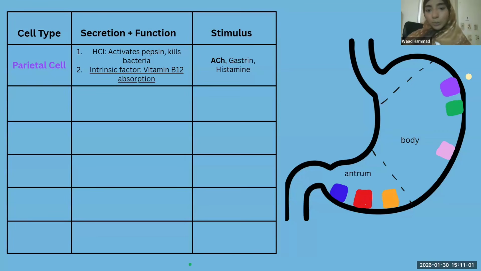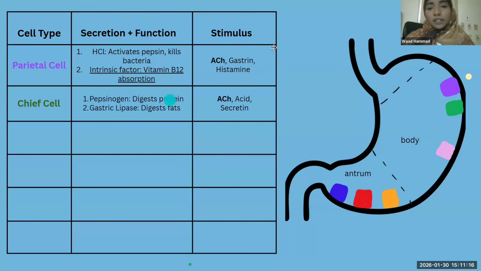So when she does eat, it's going to be there already. Gastrin, you're going to see it in just a second. It's a secretion that one of the cells secretes, and histamine is also something else that is secreted by one of the cells. So we're just going to see that really quickly.